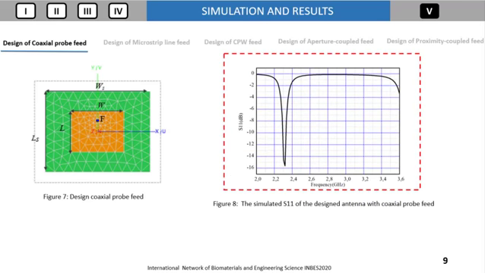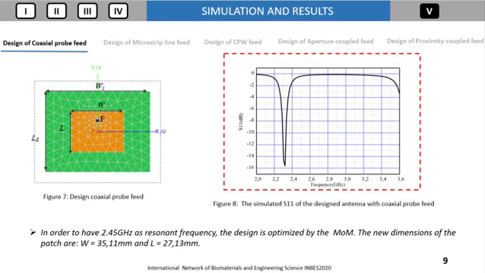The resonant frequency is obtained at 2.31 GHz, 132 MHz lower than the resonance frequency given by the transmission line method. And in order to have 2.45 GHz as resonant frequency, the design is optimized by the method of moments, and the new dimensions are 35.11 mm and 27.13 mm.